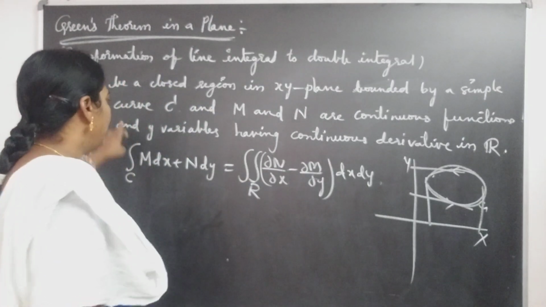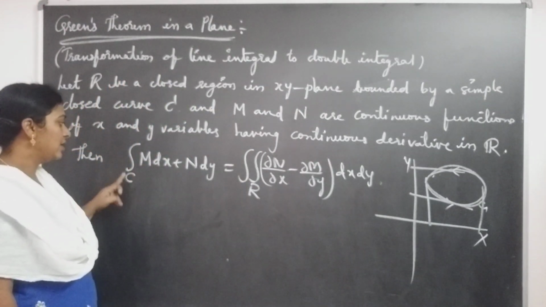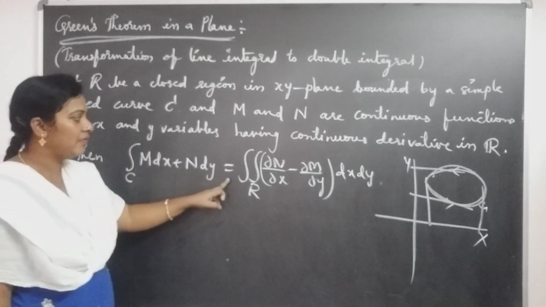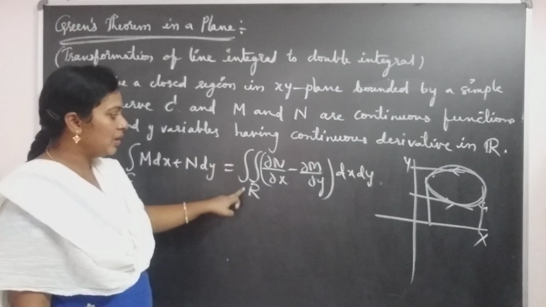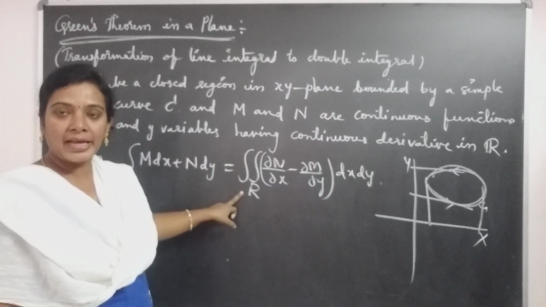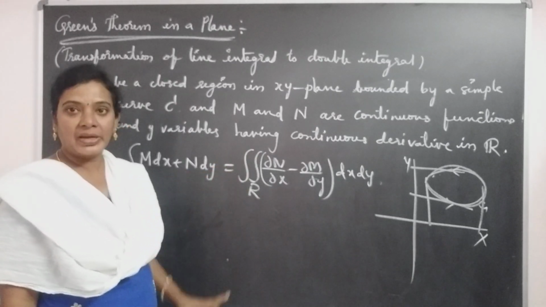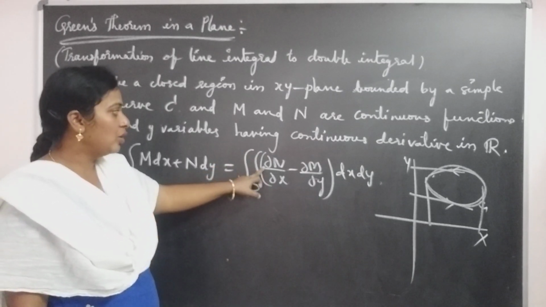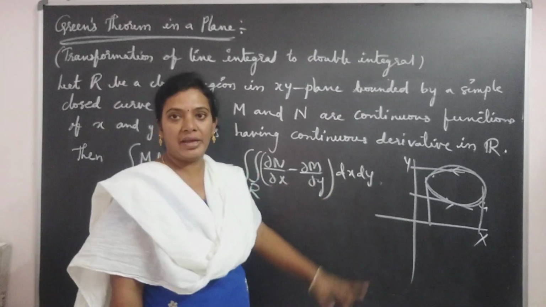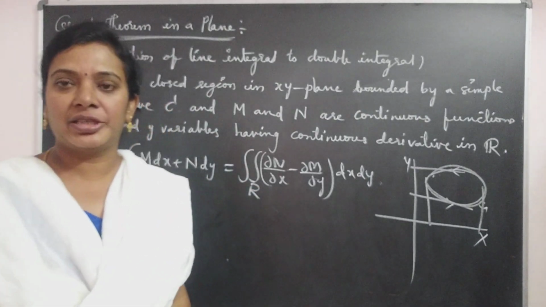Then Green's theorem is the integral over C, that is a line integral over the simple closed curve C, of M dx plus N dy, equal to the double integral over the region capital R in the xy plane, one integral for x, another for y, of dou N by dou x minus dou M by dou y into dx dy. It is the statement of Green's theorem.